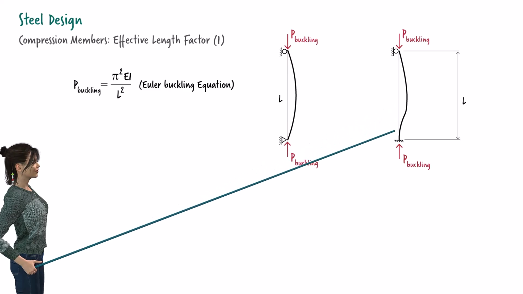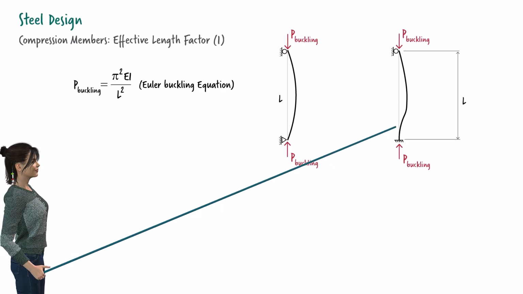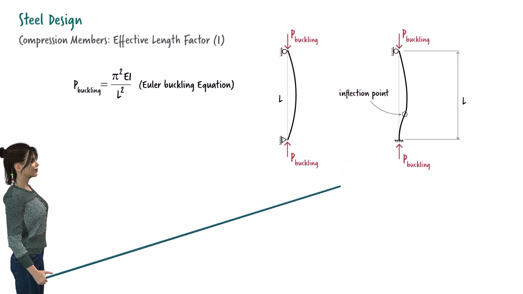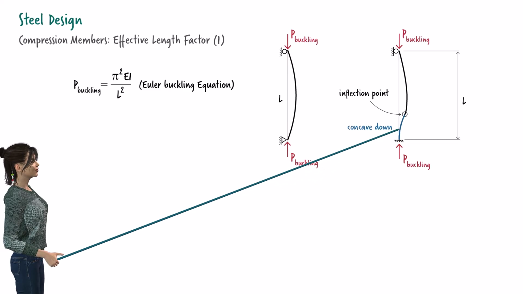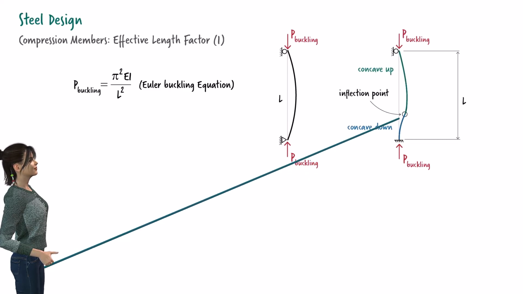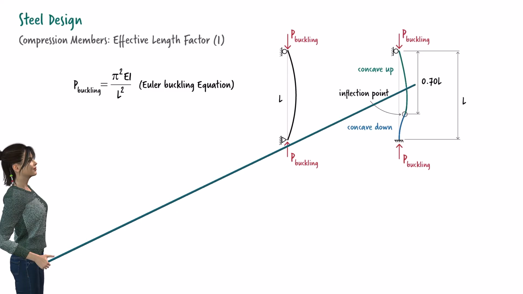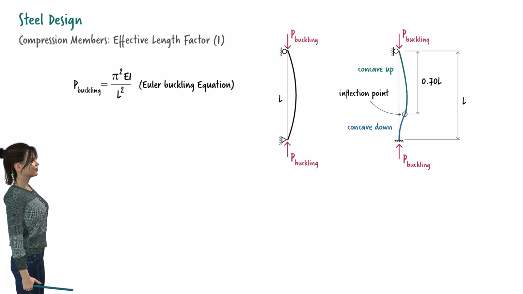Note the rotation of the column at its fixed end. It is 0. This curve has an inflection point. At the inflection point, the curvature of the column changes direction. If we refer to this portion of the curve as concave down, past this point, the curve becomes concave up. This distance is 0.7 L, where L is the overall length of the column.